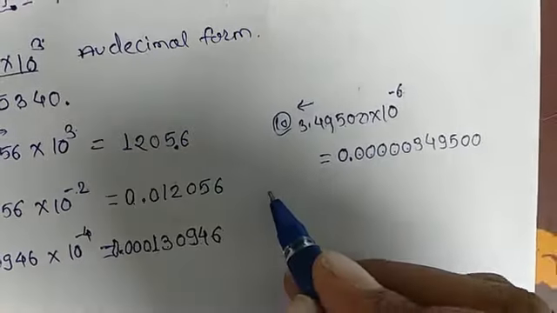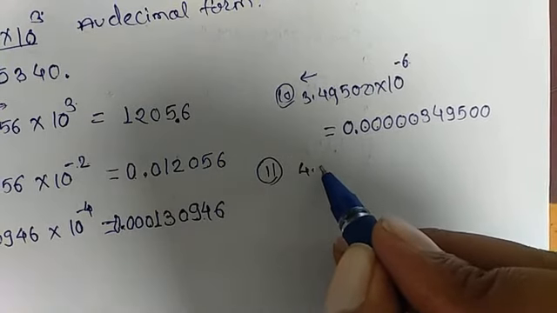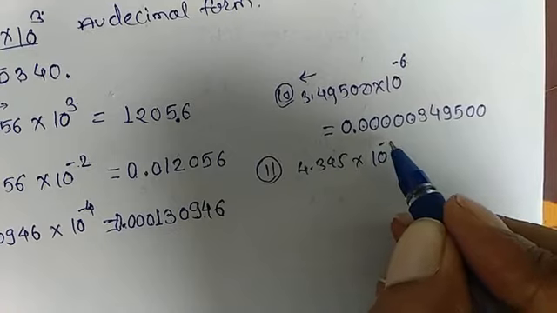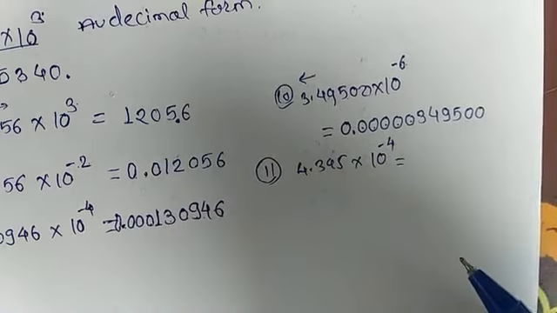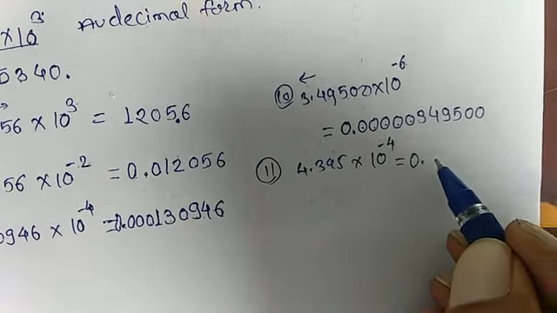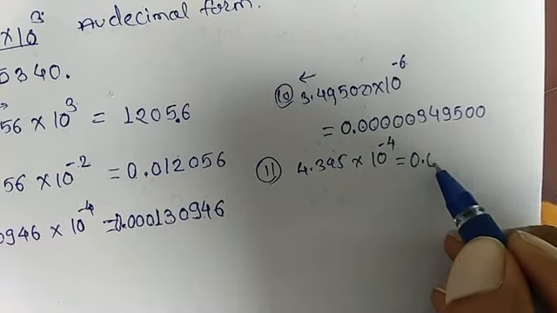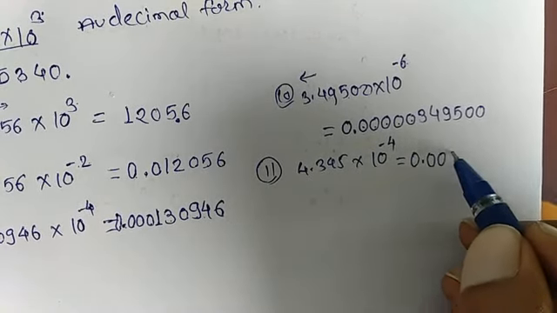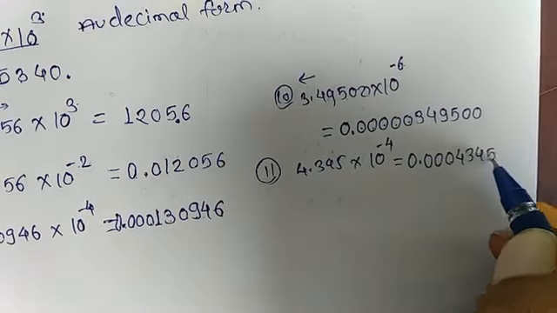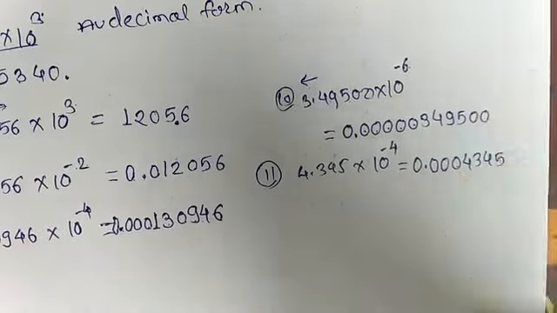Another example, if you consider 4.345 times 10 raised to minus 4. For this example you start from 0 point, and how many zeros do you have to consider after that? One less than 4, it is 3. So we consider 3 zeros after the point, 0.000, and write the number as it is, 4345, which is our decimal form. This is an easy process to solve this type of example.